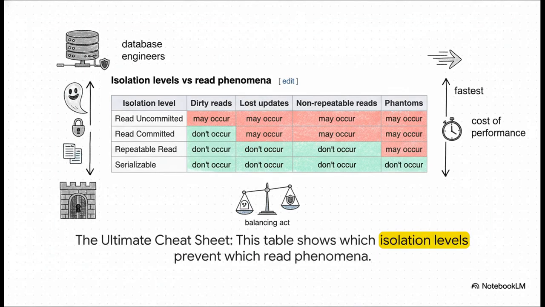Now this slide is the ultimate cheat sheet for understanding all of this. It perfectly shows the trade-offs. On the left, you've got the different isolation levels. See read uncommitted at the top? That's the fastest. But as you go across the row, you can see it allows all those spooky read phenomena to happen. As you move down the list to read committed, repeatable read, and finally the strictest one, serializable, you prevent more and more of these ghosts. But, and this is the key, that extra protection usually comes with a performance cost. Choosing the right level is a critical balancing act for any developer.